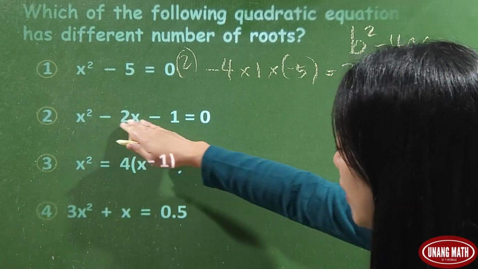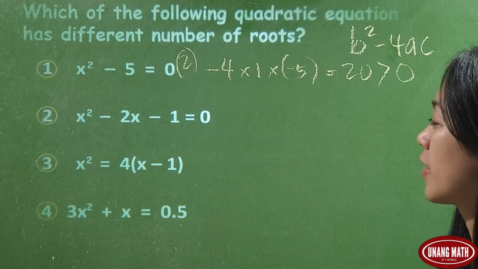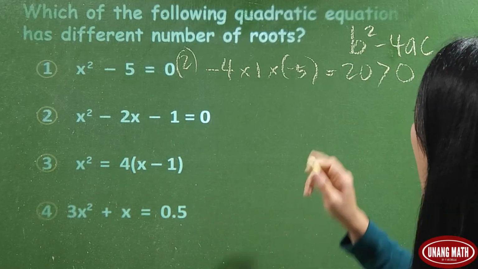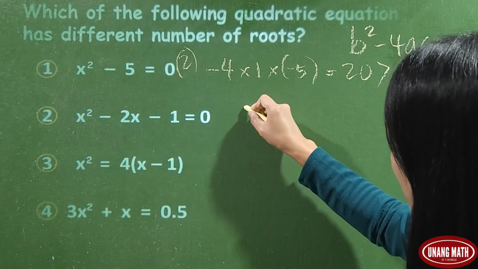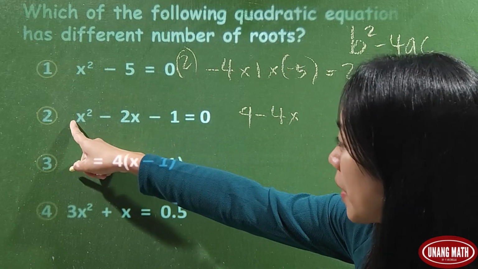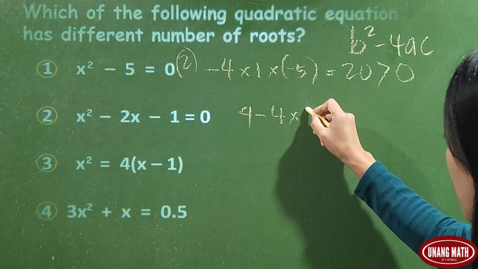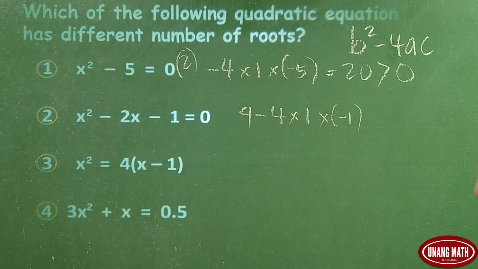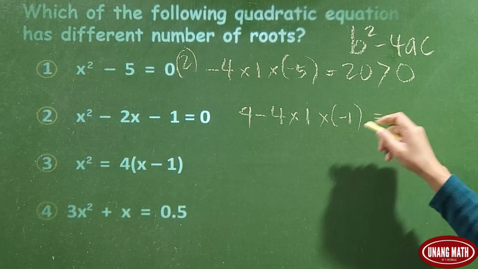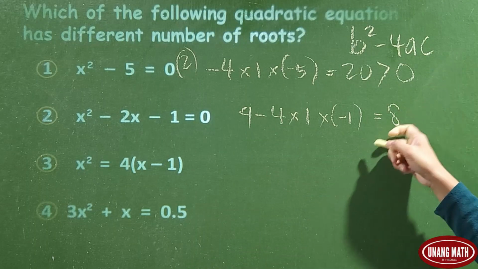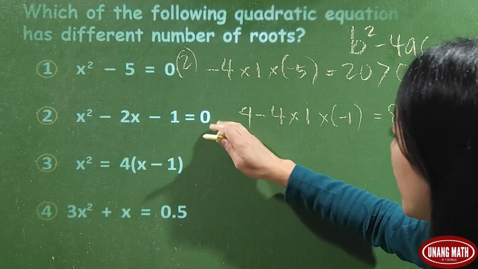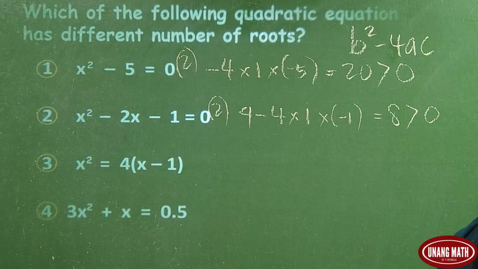Okay, what about this second quadratic equation? a is 1, b is negative 2, and c is negative 1. Okay, b squared, so negative 2 squared, we have 4. So 4 minus 4 times a times c, so times 1 times negative 1. Negative 4 times negative 1 is positive 4. So this is then equal to 4 plus 4, which is 8. And 8 is greater than 0. So it means this quadratic equation has two solutions.